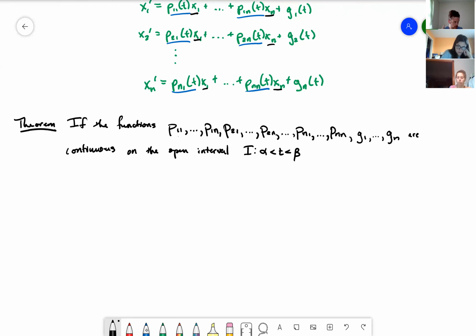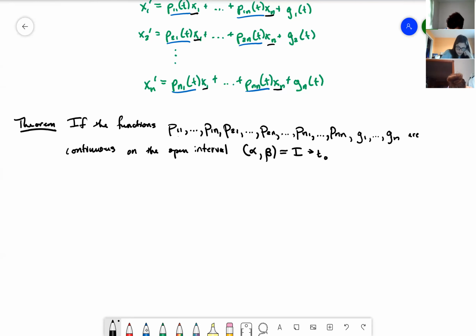So if it's on some interval, this interval must contain t0. Let's write it like this. Some open interval alpha beta, which we'll call I, and we'll say it contains t0. It has to be in there somewhere. They left that out in the book.